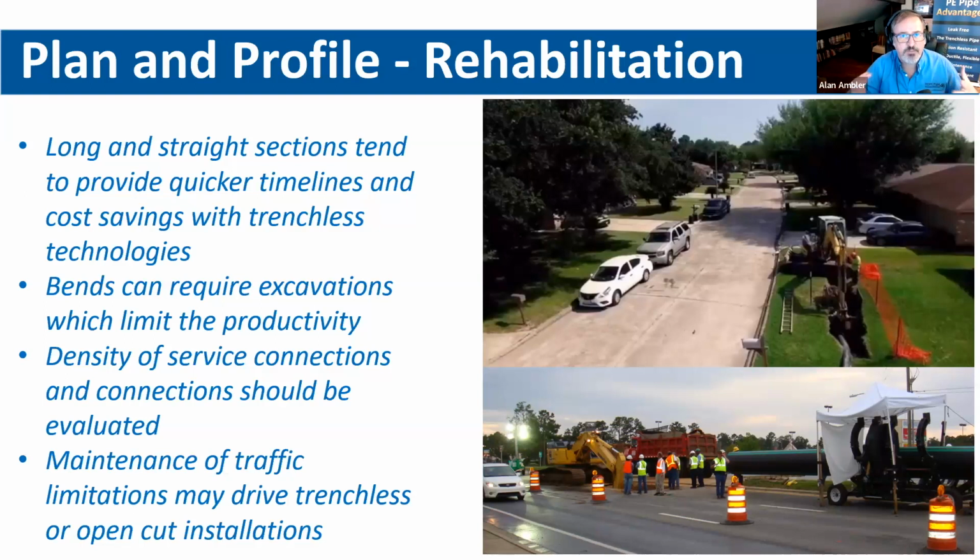In a potable water system, you're going to look at valve to valve spacing. We're not going to burst through that valve as we go through, so you're going to have to make those an excavation as we go through. Yes, Richard.